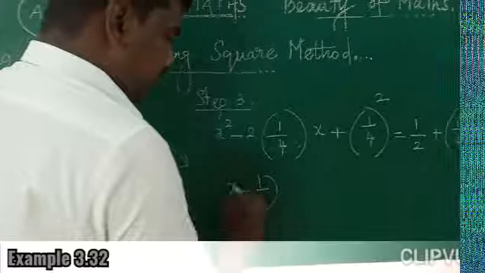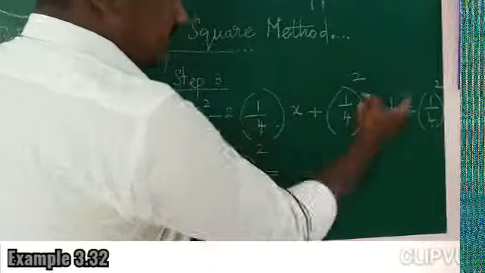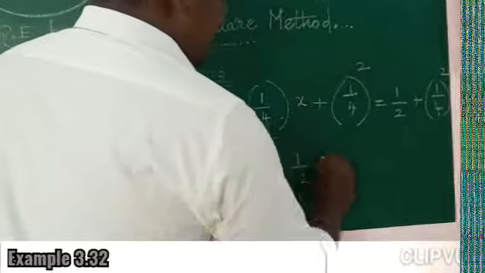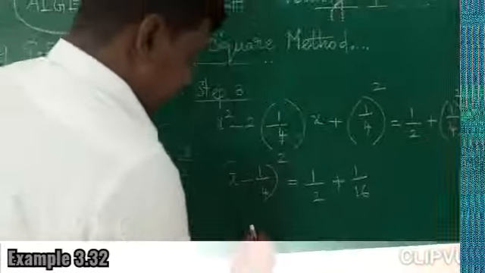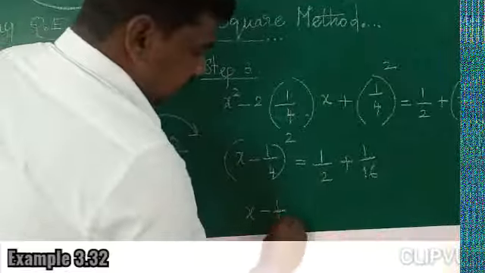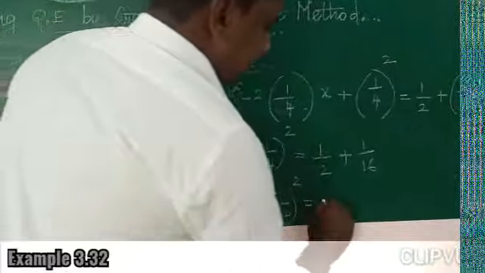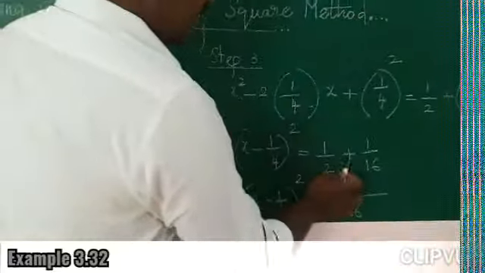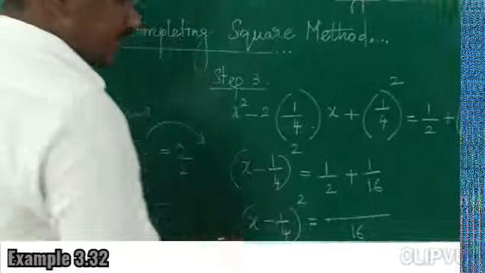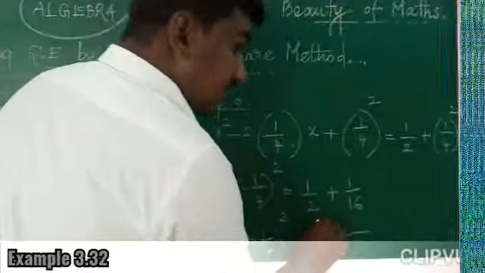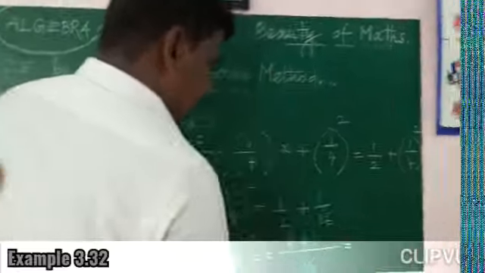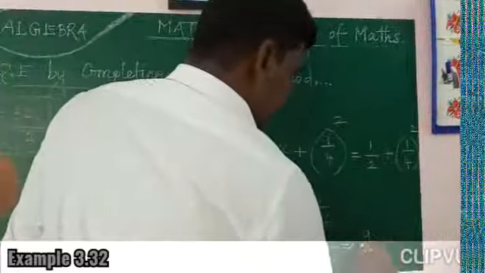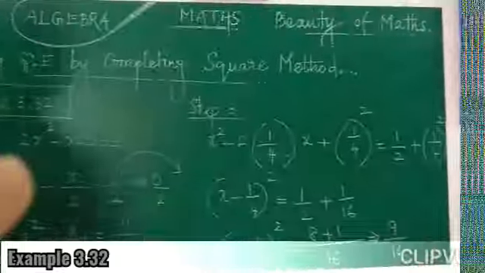X minus 1 by 4 the whole square is equal to, we can simplify it, 1 by 2 plus 1 by 16. 4 square is equal to 16. So x minus 1 by 4 whole square is equal to, simplify it, 16 is the LCM. So here 2 is there. If you multiply it by 8, you can get 16. So the numerator is also multiplied by 8. 8 into 1, 8 plus 1. So what do we get? 8 plus 1 is 9. 9 by 16. Okay.